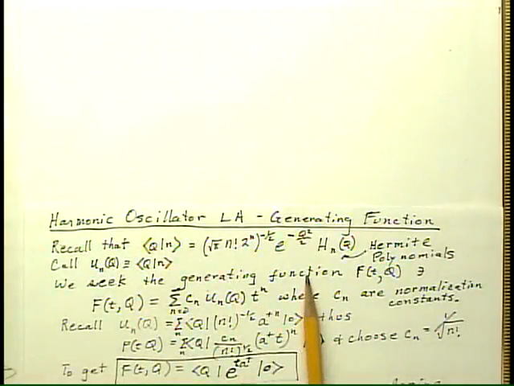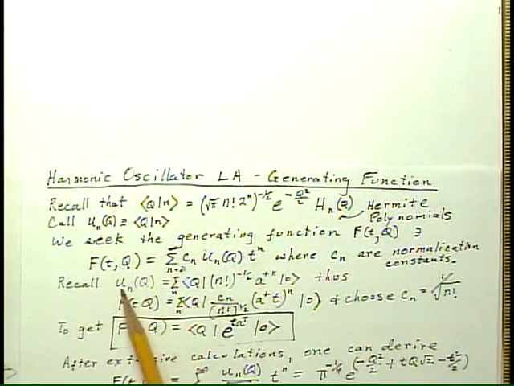What we seek is a generating function, an f of t and q. And the generating function is to be such that this function right here is the sum from n equals 0 to infinity of the coefficients cn times un of q times t to the nth, where cn are some type of normalization constants. In other words, this function is an expansion of all of the different Hermite polynomials as coefficients multiplying the powers of t, in a way similar to the way the exponential expansion is done. Now we recall that un of q is equal to q, and then our un comes from 1 over the square root of n factorial a dagger to the nth power acting upon the lowest state, 0.